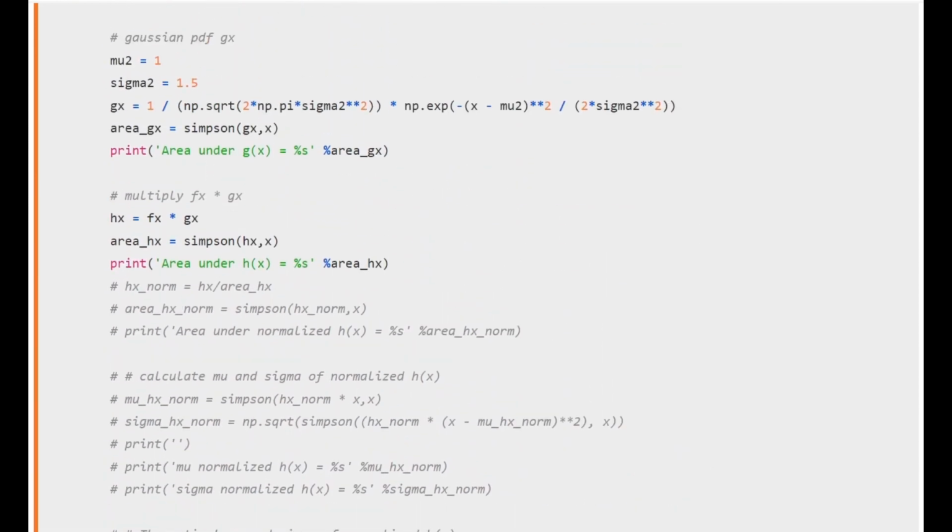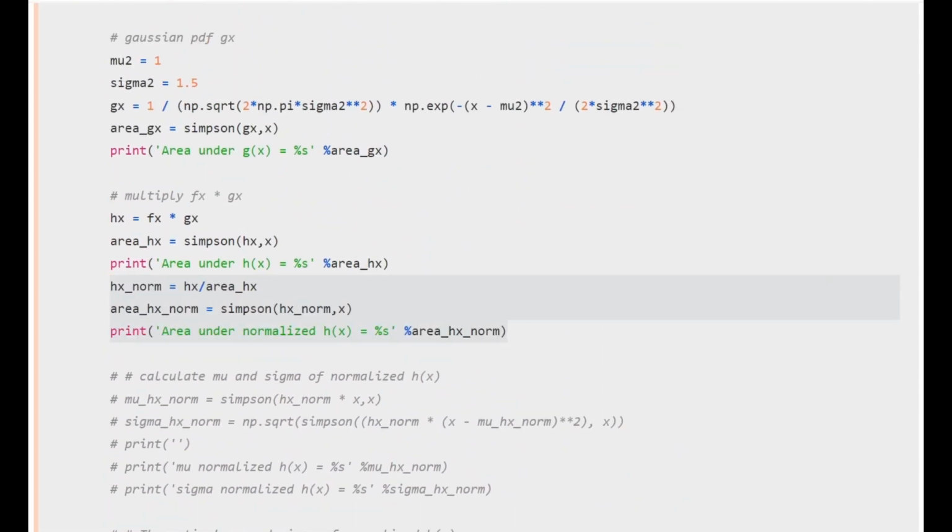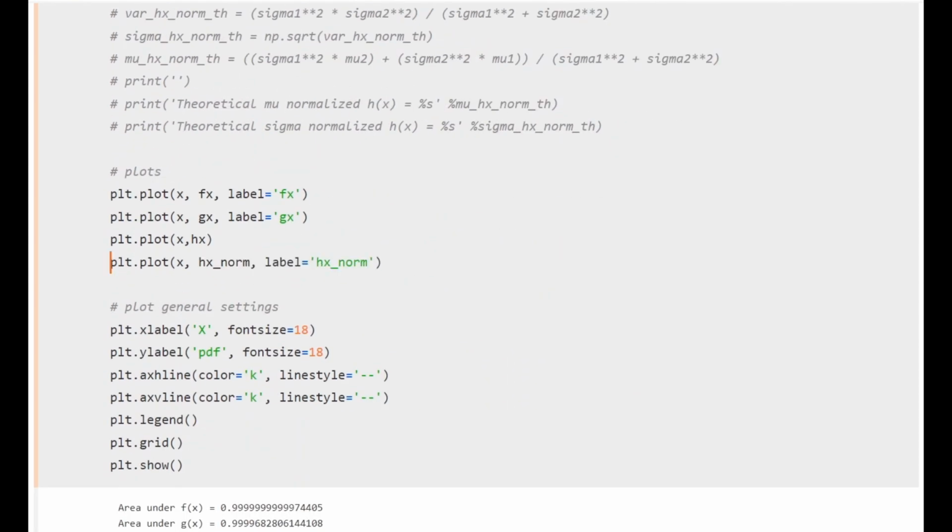So once I do that, this was the area, and I have taken the PDF and divided it by the area to get the area under the curve as 1. Then I recalculated this, and I call it hx normalized, and I calculate the area under this normalized curve using this integration function, where I supply this PDF and integrate it over x, and then print the results. So let me just run the code once again, and also enable its plot.